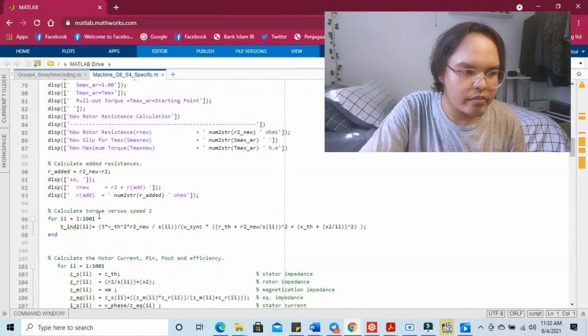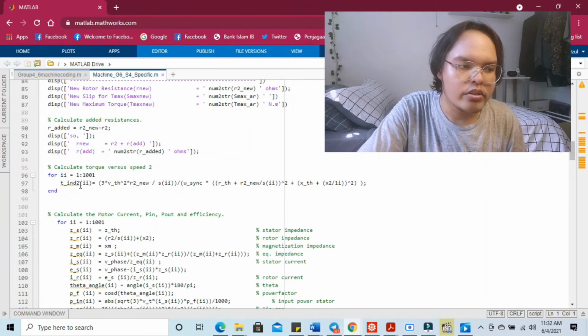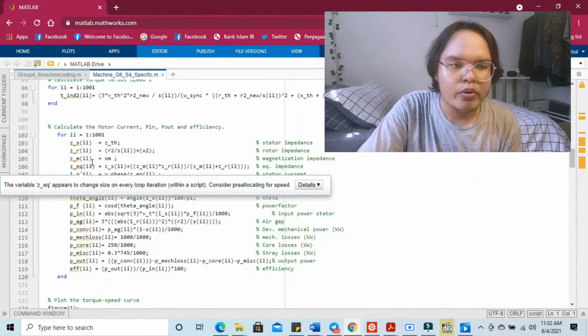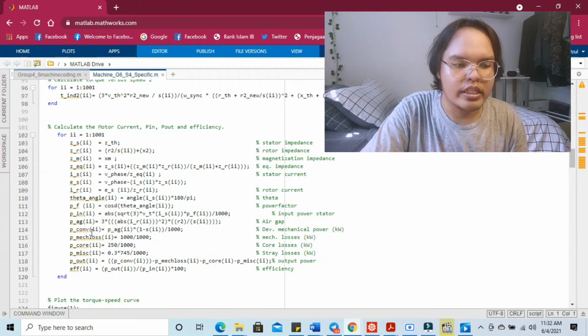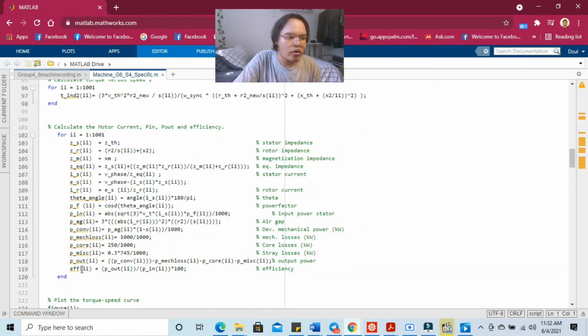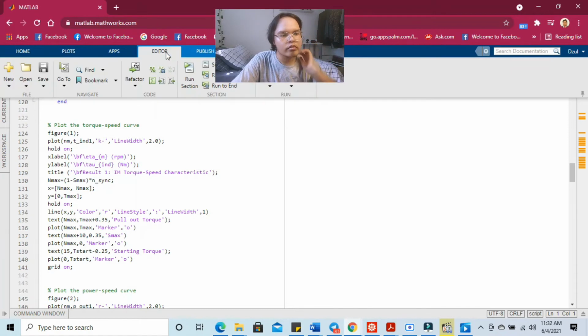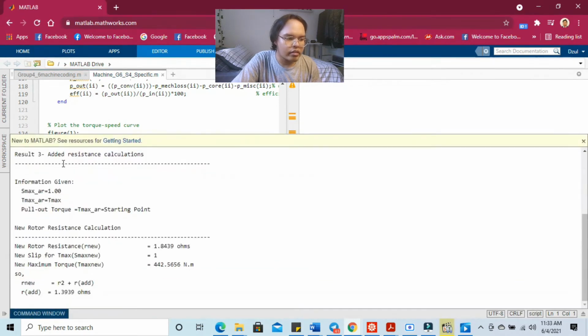After that, we show the graph, where we replace the new resistance and show the graph with the additional resistance. After that, we calculate the input power, the air gap power, converted power, and output power, so that we can calculate the efficiency. After that, we plot. When plotting, we run the simulation. So on the command window, it shows the result.